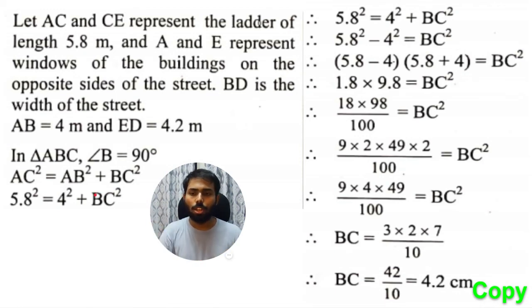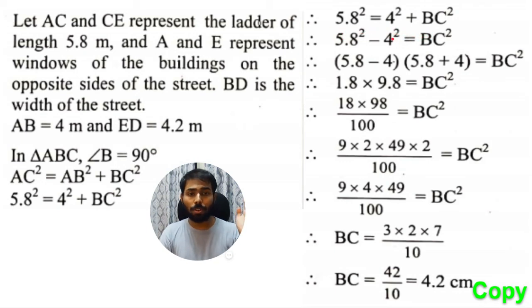दूसरे तरफ. Okay, so my variable is BC square, I'll keep it here, and I'll take 4 square on the other hand side. Okay, so 4 square, when it goes on the left hand side, it becomes minus 4 square. So BC square is equal to 5.8 square minus 4 square.